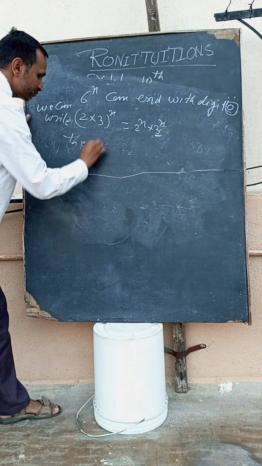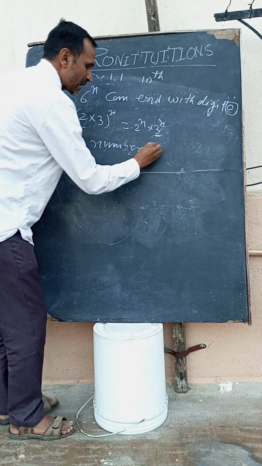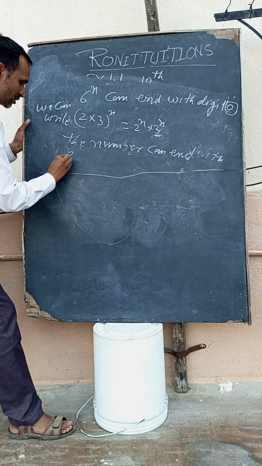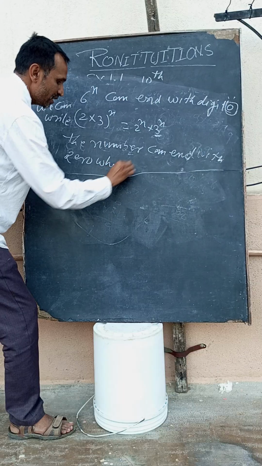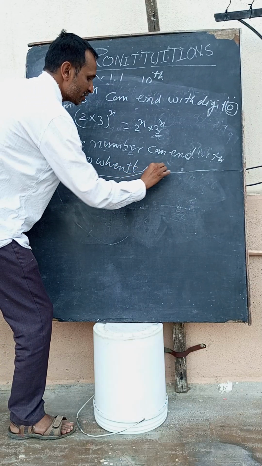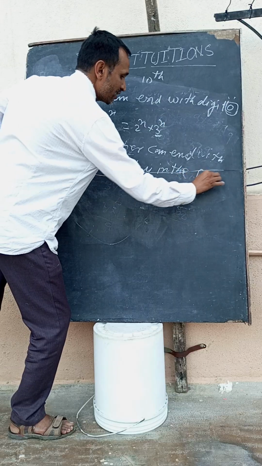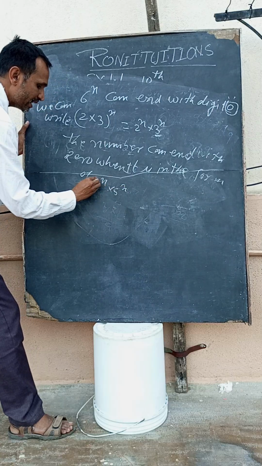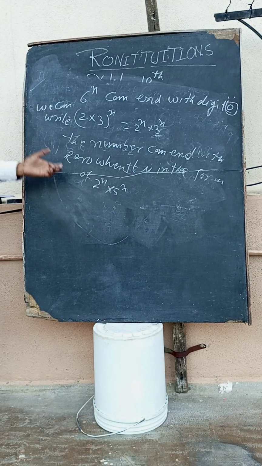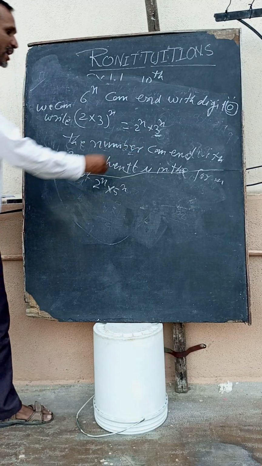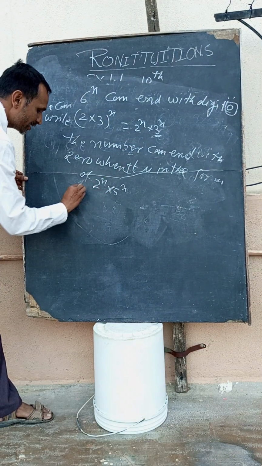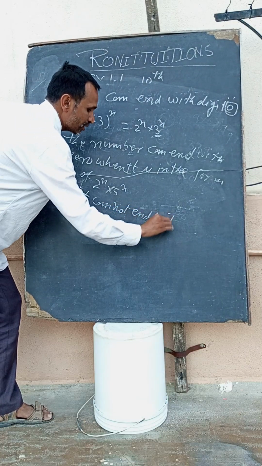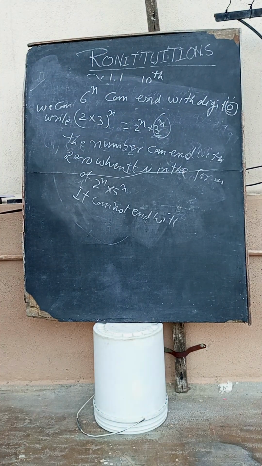The number can end with 0 when it is in the form of 2 to the power n into 5 to the power n. Then only it can end with 0, otherwise no. So this number cannot end with 0, because here 3 is there. 3 does not give the 0 in that.